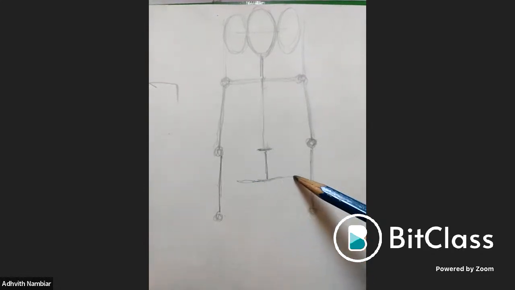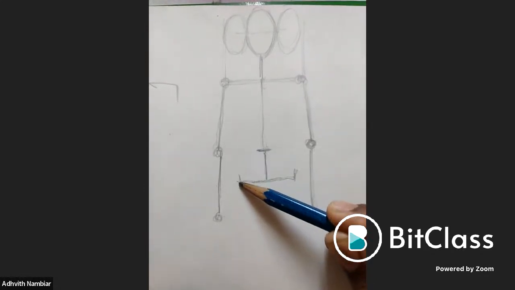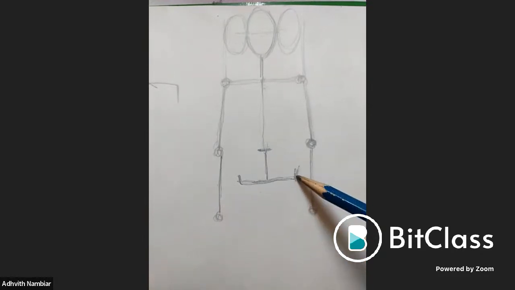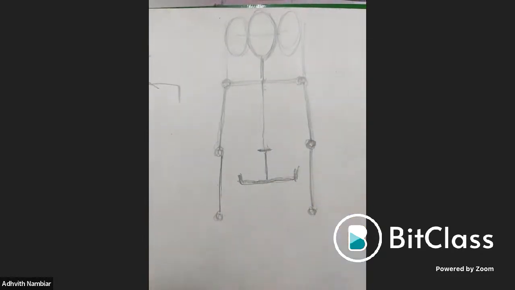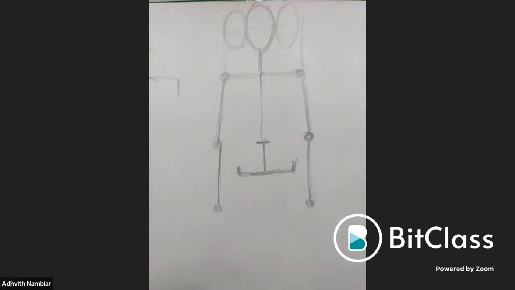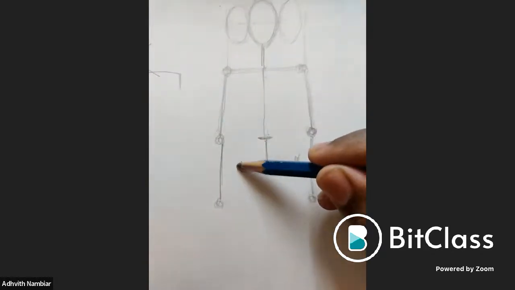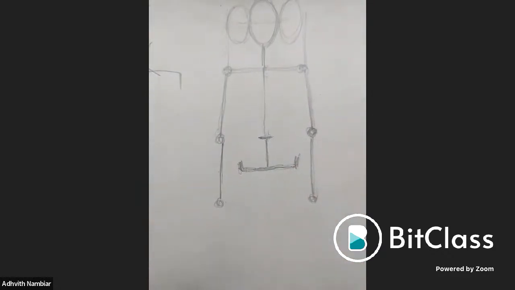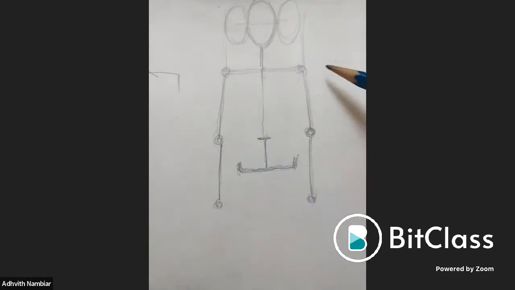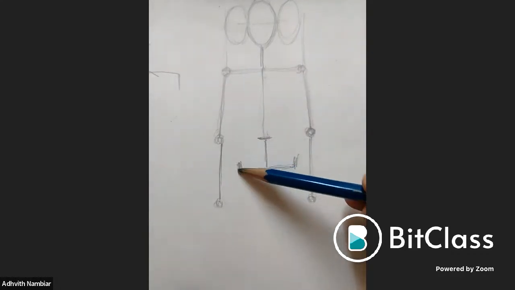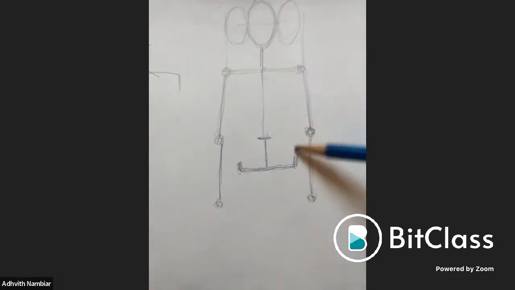Now, the hip, I'll draw kind of like a stapler pin, like this. And then, now, just remember one thing. The hip should never be as broad as the shoulder, okay? It should be slightly narrower than the shoulder. See?